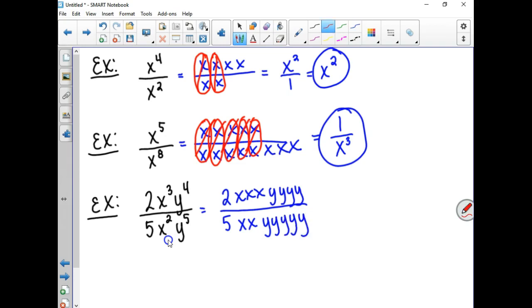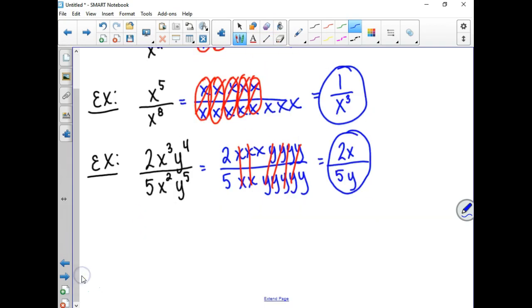So I've got 2 x's that can cancel. I've got 1, 2, 3, 4 y's that are going to cancel. Notice here 2 and 5 do not reduce, so we're going to just have to leave those alone. So in the numerator, I'm left with 2x. In the denominator, I'm left with 5y. So my answer here is 2x over 5y. Let's do one more of those.